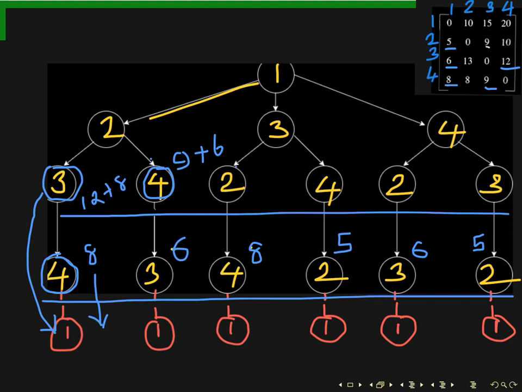And the min cost from this node 2 is going to be the distance from 2 to 4, that is going to be 10, and 10 plus 8. And the min cost of going from 4 to the origin node will be 4 to 2 plus min cost at 2. That is, 4 to 2 is going to be 8. So this is going to be 8 plus 5.